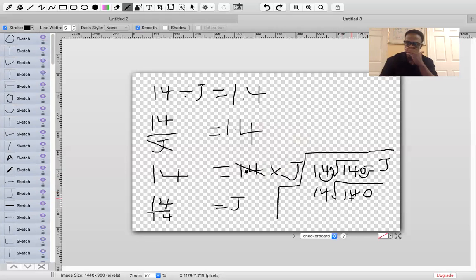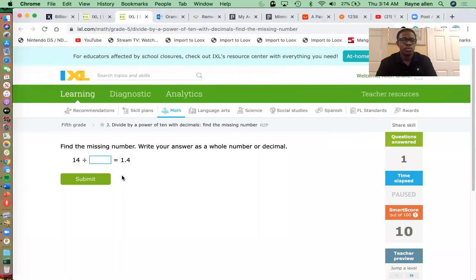14 can go into 14 how many times? 1. 14 can go into 0, 0. So 14 can go into 14, 1. 14 can go into 0, 0 times. Your answer is going to be, and read it out, it's going to be 10. So 14 divided by 10 is going to give you 1.4.